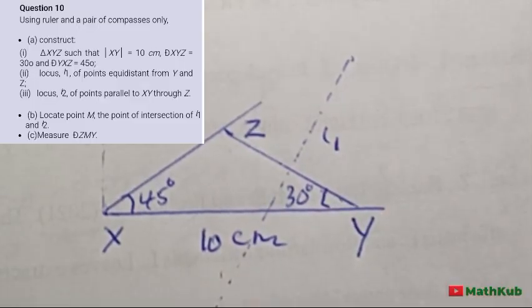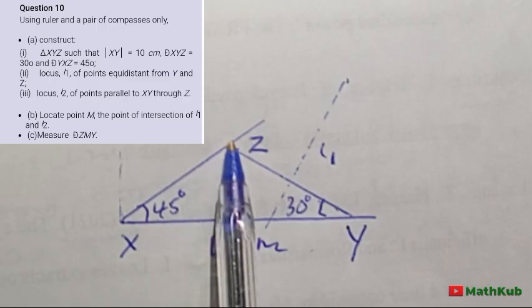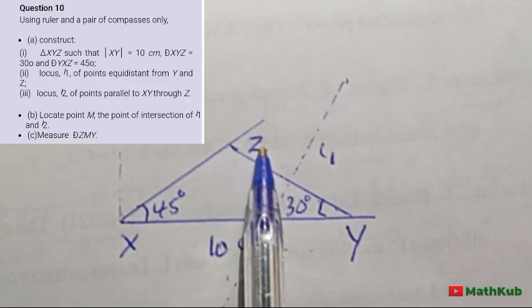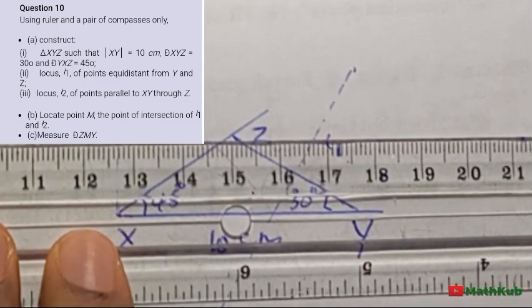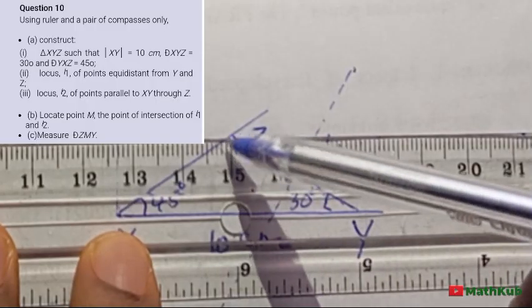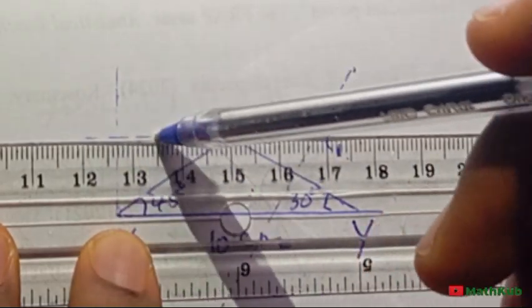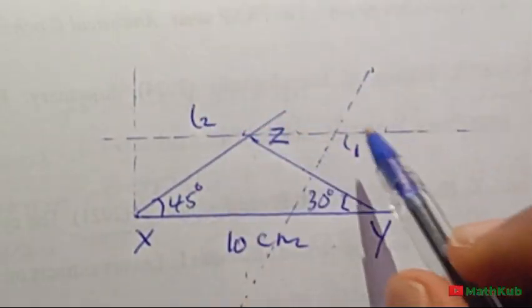Then the next one says locus L2 of points parallel to XY through Z. That means you have to construct a parallel line here and it must pass through Z. That means the parallel line will pass through this point and it must be parallel to this. This is how your rough sketch should look. This is L2, this is L1.